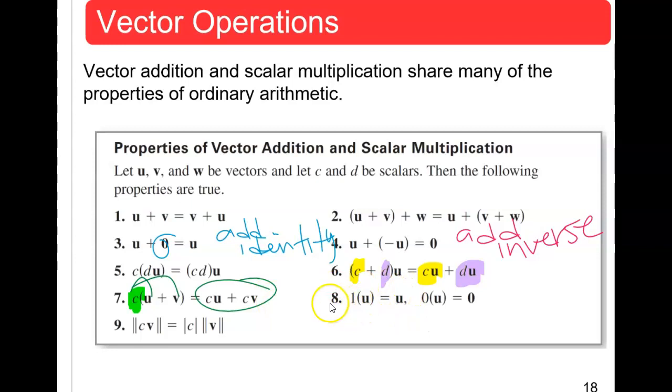So either way, you will get the same result. And then number 8, it will be the scalar 1 times a vector u, and you will get the exact same vector. And this is because 1 will be considered the multiplicative identity.